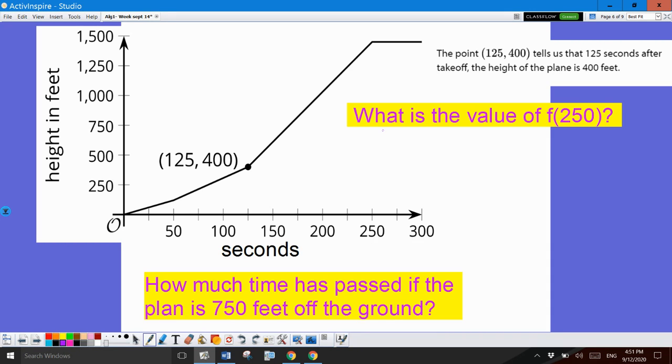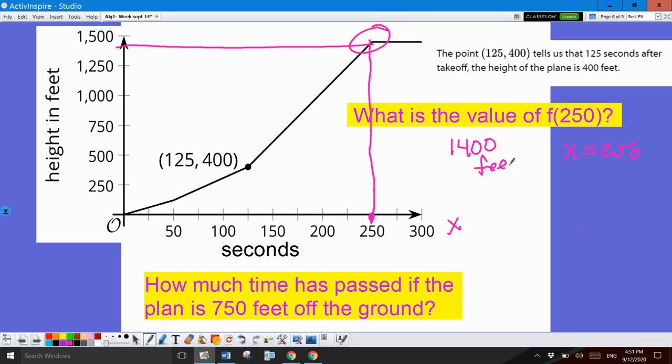So let's start with this first one. It says, what is the value of f of 250? Well, this is my x value. This is saying x equals 250. So remember, this is my x value down here. So 250 is going to be here. If I follow that up, I see I'm going to fall right in here. And if I come across, I can see that I'm somewhere probably around 1400 or so. And remember, this is feet. So what is that actually telling me?